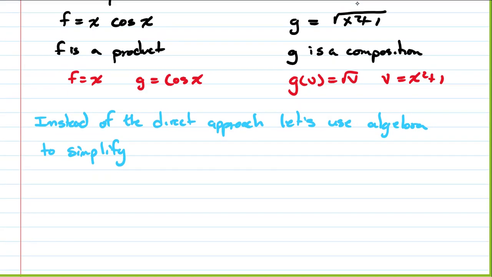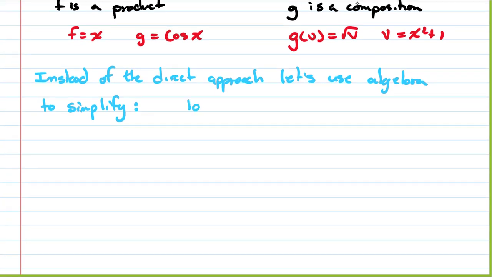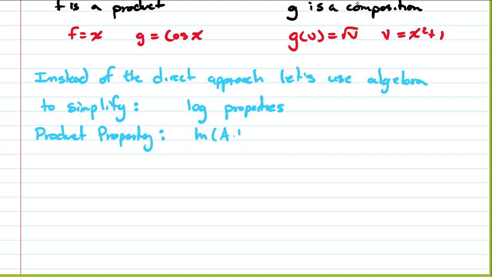So specifically, we want to use log properties. The ones that will be helpful are our product property. Our product property of logarithms says if I have the natural logarithm of a times b, that is the same as the natural logarithm of a plus the natural logarithm of b.